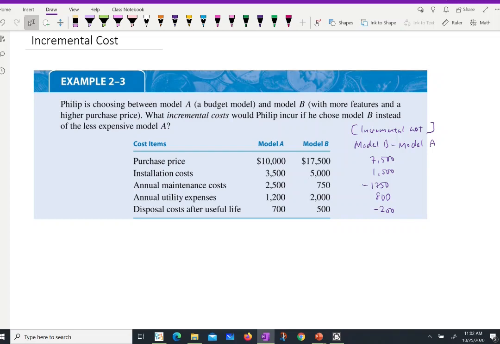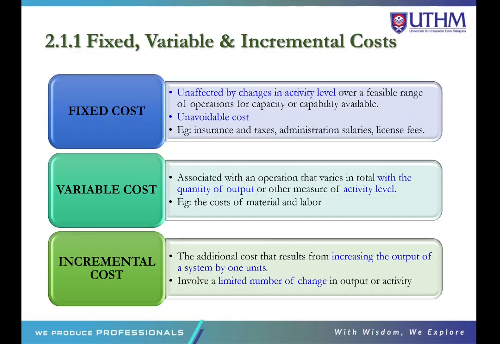But in this case, because model B has more features, the decision is not necessarily based only on the cost. The decision should also consider the benefit offered by model B. This is what is meant by incremental cost. I hope the explanation makes this terminology clearer for you.